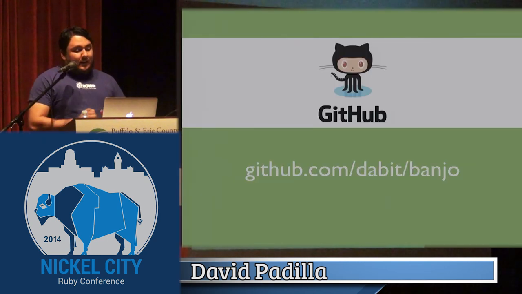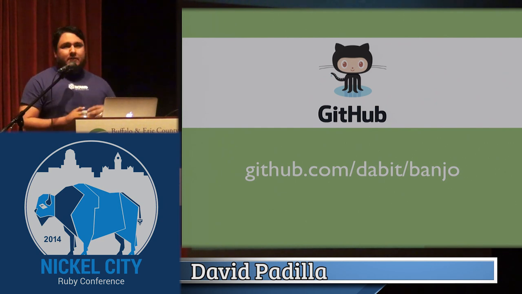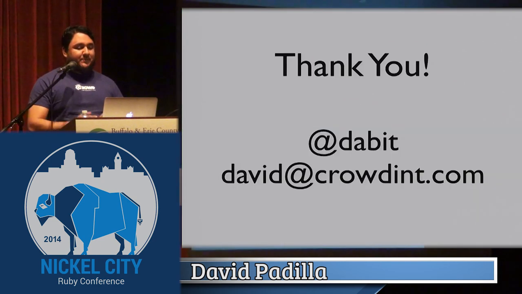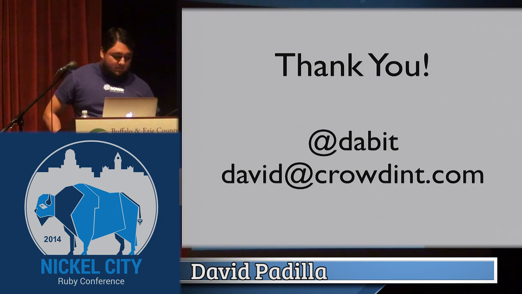So if you want to help or play with it, this is the address. It's on my account under debit banjo. So just fork it, play around. And if you need help setting up while we're here, just find me and I can help you. And that's it. So thank you.